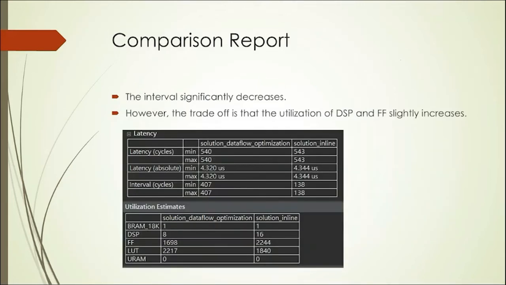And here's the comparison report. Because Dct2D is now in the top level, its dataflow is also optimized. The interval in the previous design is 407, but now it's only 138. So it means that this kernel can take a new set of inputs every 138 cycles. But the trade-off is also the utilization, and here we can see that we need more flip-flops to help us optimize the dataflow of Dct2D.